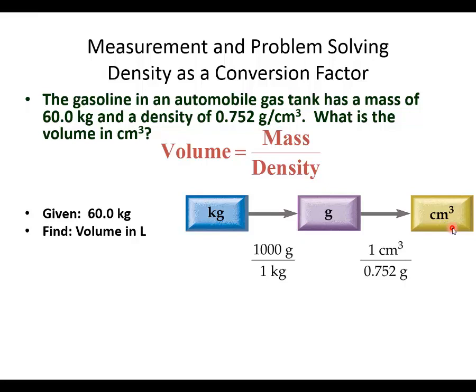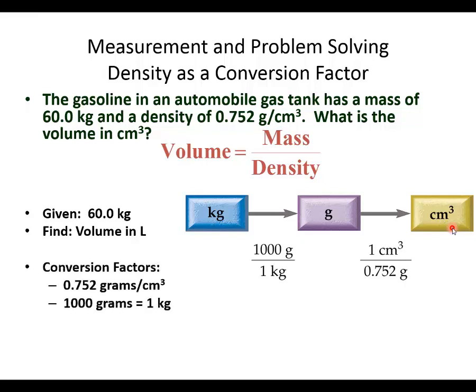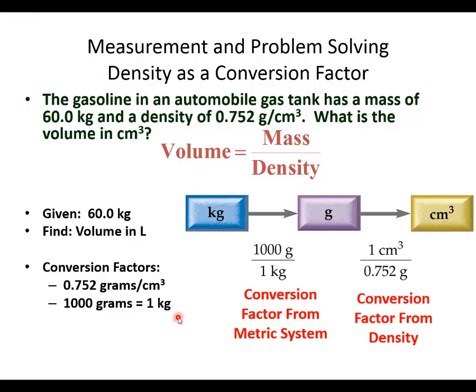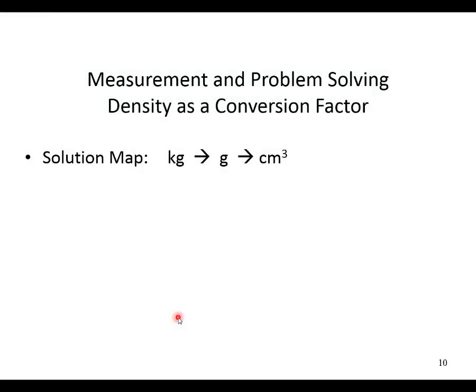So we have a few conversion factors we're using. We're using the conversion factor of 0.752 grams for every 1 centimeter cubed. We're using the conversion factor that 1,000 grams is equal to 1 kilogram. So there's my conversion factor from the metric system, and there's my conversion factor from density. That's what I'm doing: I'm converting from kilograms to grams to centimeters cubed. So here's how I would set up the dimensional analysis on my paper.